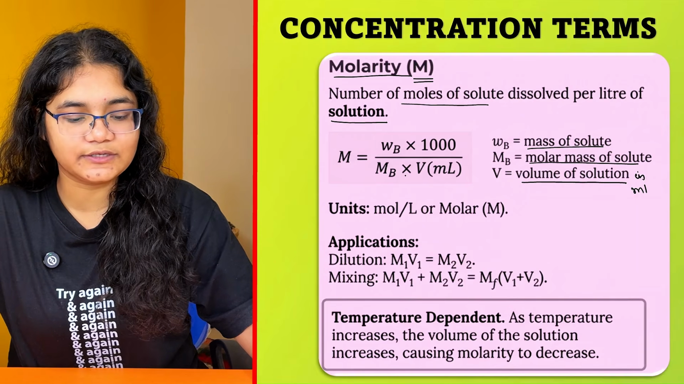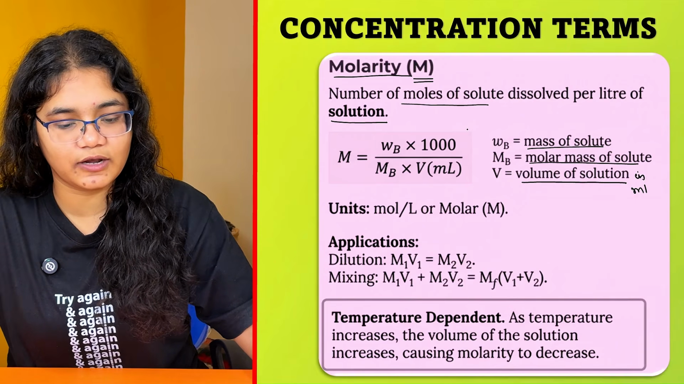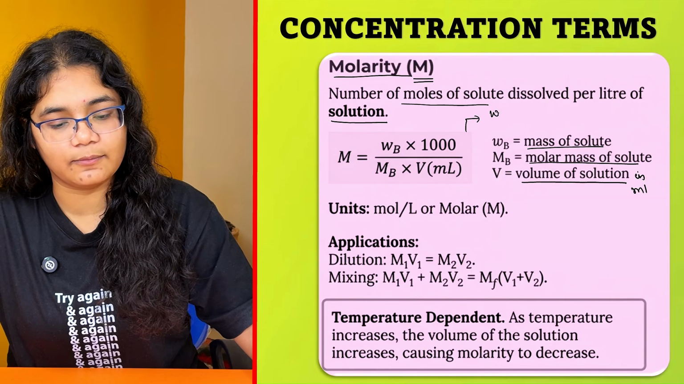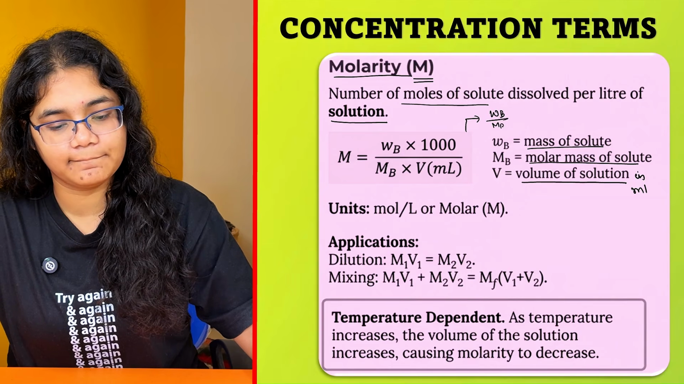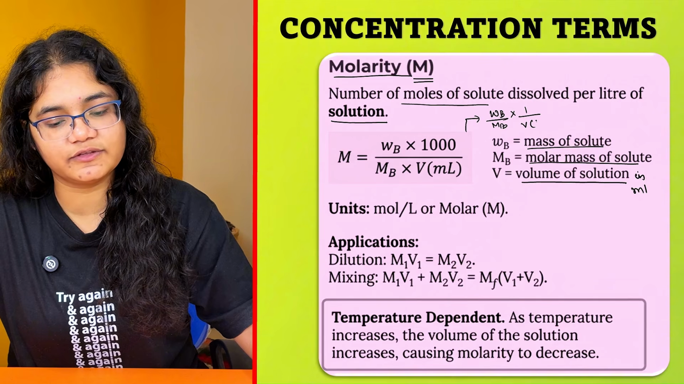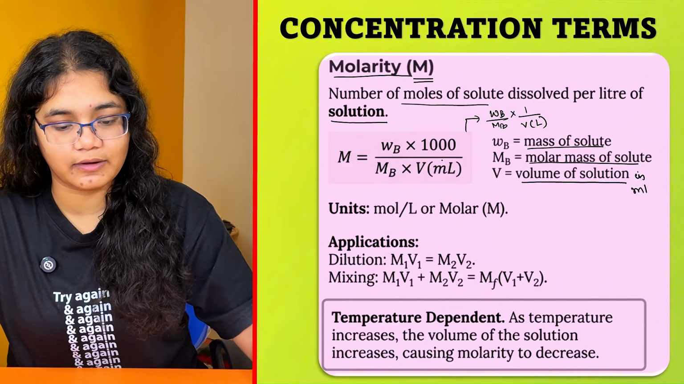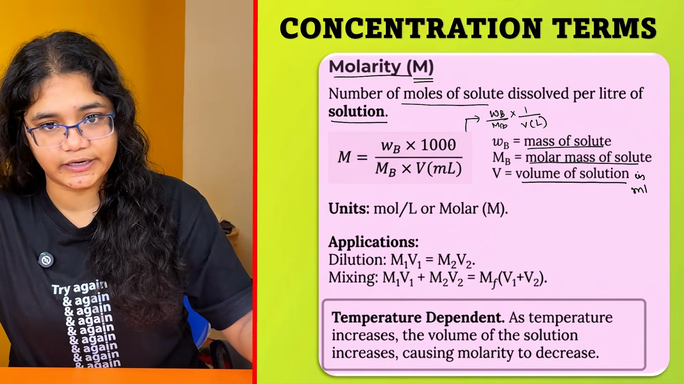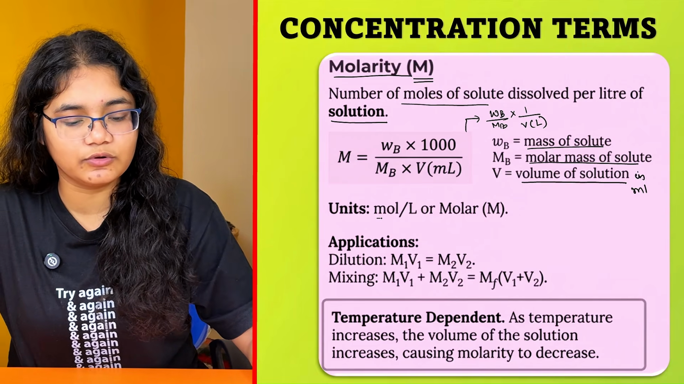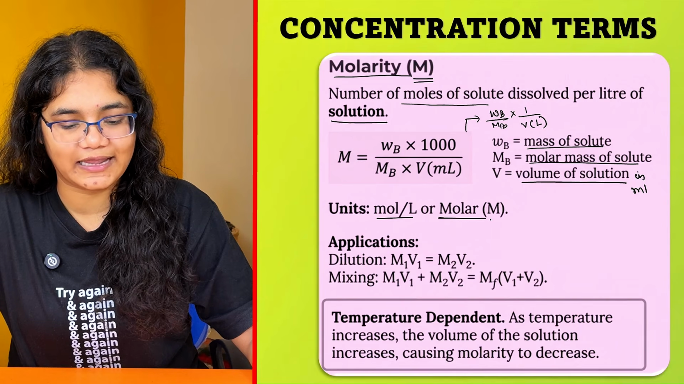Okay, now units you can see. Actually, the formula here can also be written as WB by MB into 1 by volume of the solution in liter. If the volume in the question is given in ml, then you should multiply with this 1000 to convert it into liter. Okay, so what are the units then? Moles per liter, or you can write molar, capital M.